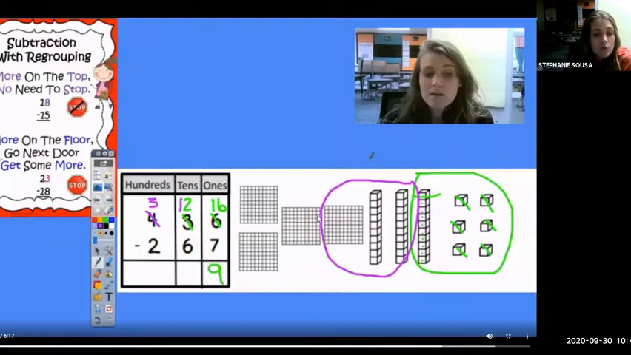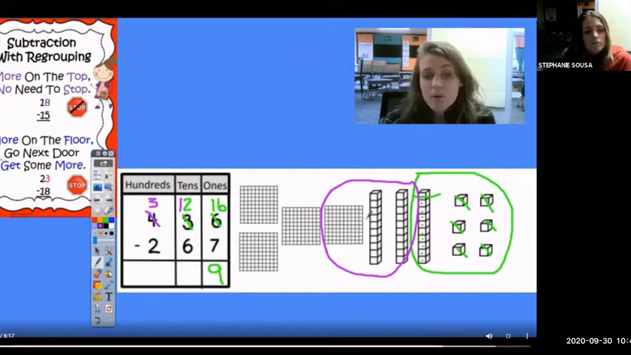So I've regrouped one of these hundreds into my tens place because I only had 3. And as I showed you yesterday, when I was cutting these guys up, when we cut them up, we now have as many as we need to subtract. So that's the point of that regrouping.